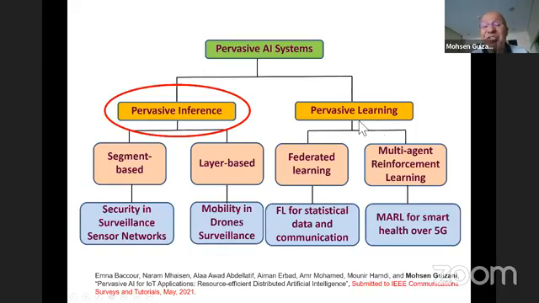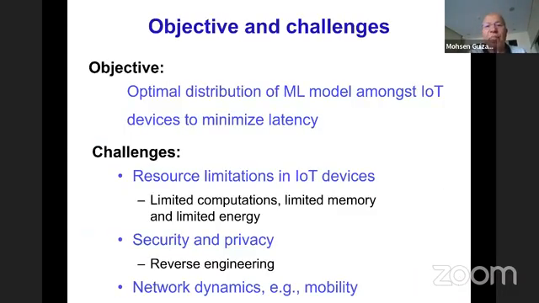On the other hand, pervasive learning has been researched for a while now, and there is a lot of information about federated learning, as you know, and multi-agent reinforcement learning. So today we'll talk about some federated learning applications and some multi-agent reinforcement learning. For the sake of time, we'll just talk about two or three application projects that we are working on.